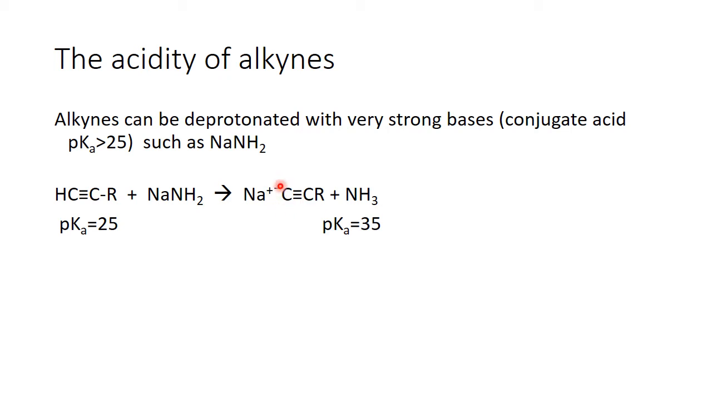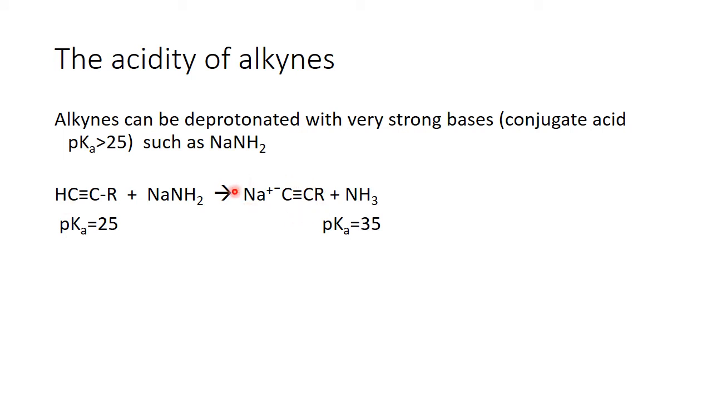This is relatively easy to form compared to other hydrogens on carbons being removed, because this negative charge, the 2 electrons that form that negative charge, are held in an sp orbital, which holds it in a lower energy than either sp2 or sp3. That is what makes this hydrogen over here acidic enough to be removed with sodium amide.